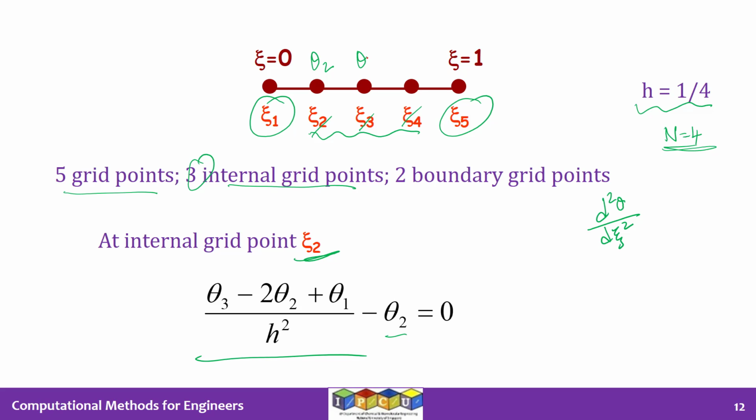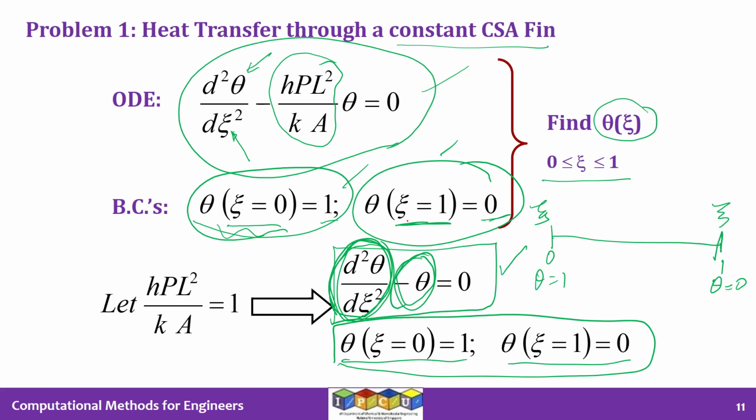Again, we do not know the value of theta at psi 3. We will just call it theta 3. We do not know the value of theta at psi 4. Therefore, we will call it theta 4. But we do know in this particular problem, because of the nature of the boundary conditions, that theta 1 is equal to 1, because theta at psi equal to 0 is given to be 1. So we know theta at psi 1, which is theta 1, to be 1, and we know theta 5, which is theta at psi 5, that's given to be 0, because the boundary condition says so.